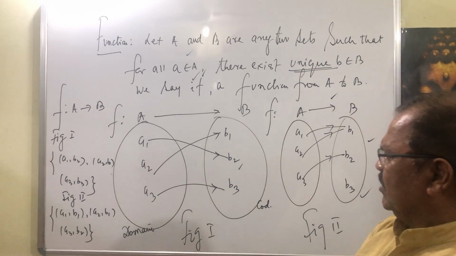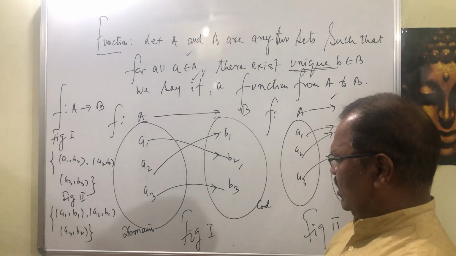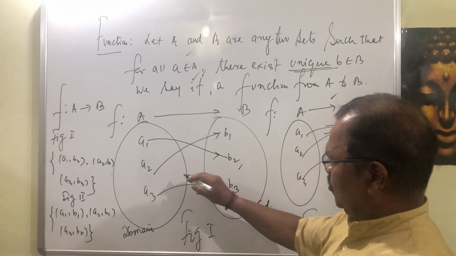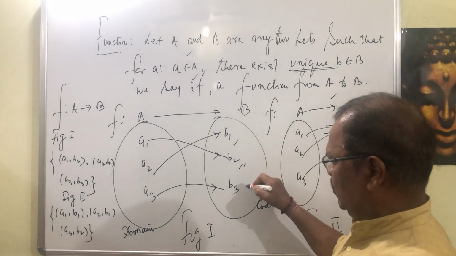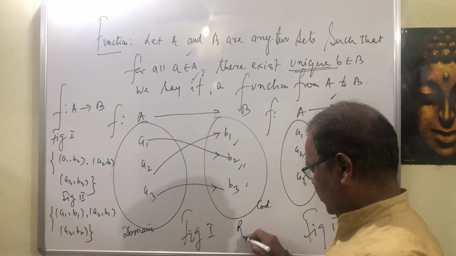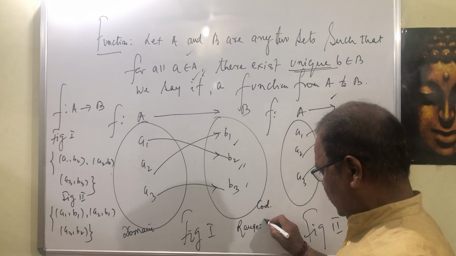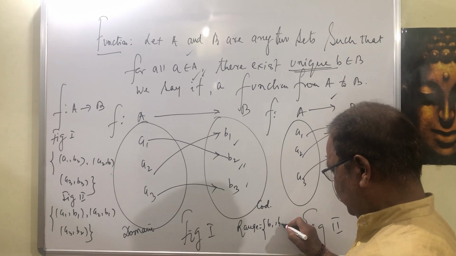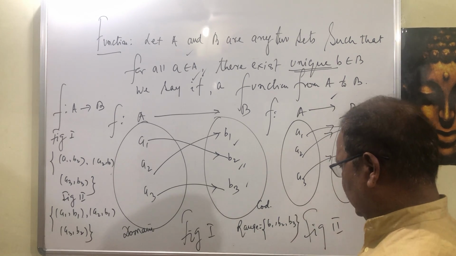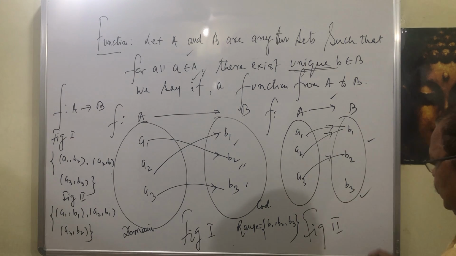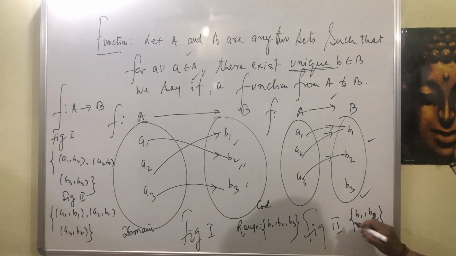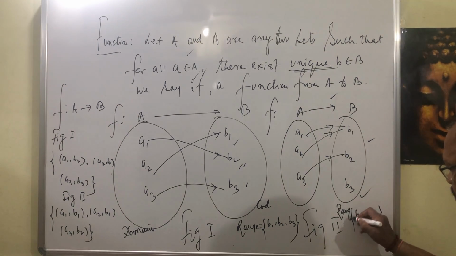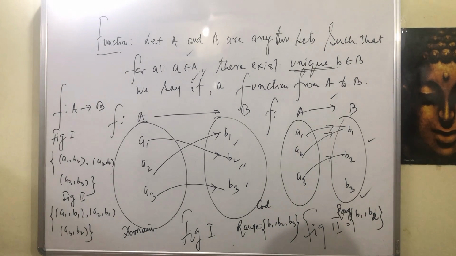So here images of A1, A2, A3 are B1, B2, B3. So the range is B1, B2, B3. You can say in the figure here that the range is B1, B2, B3. Range is a set. Here also range is what? B1, B2. Range is B1, B2, not B3. So here is the case. So this is the range. So I hope that you must have understood the meaning of this function.